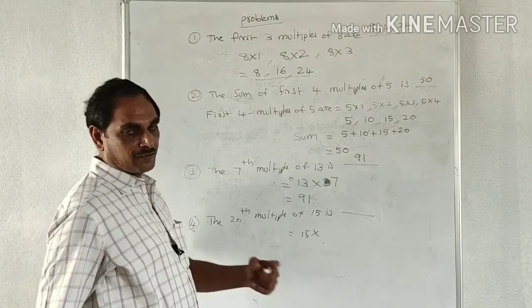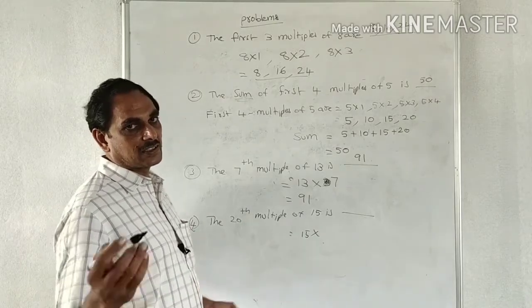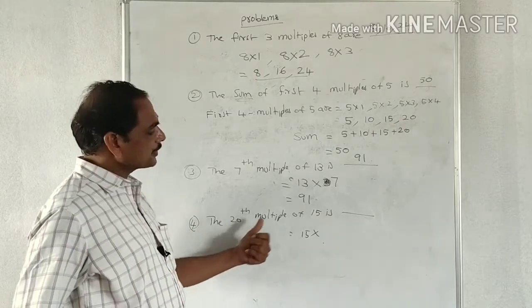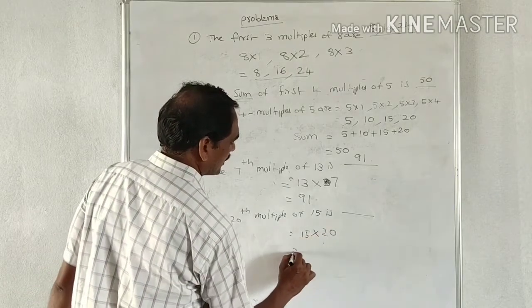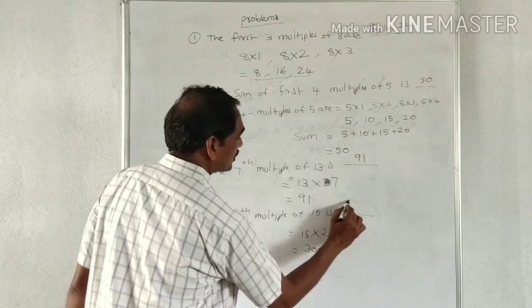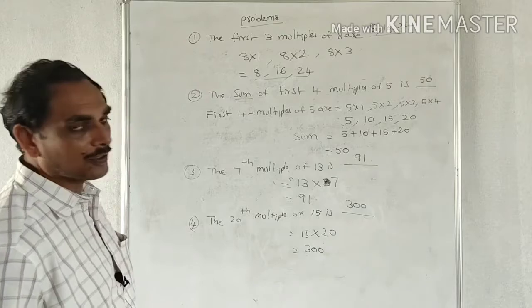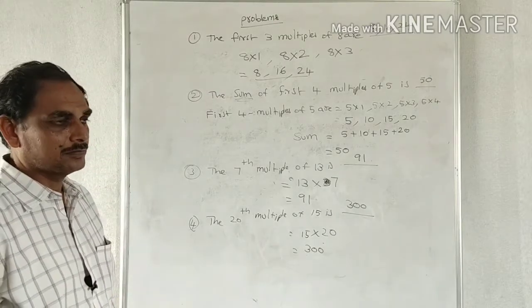Second multiple is 15 into 2. Seventh multiple is 15 into 7. 10th multiple is 15 into 10. And here the problem is the 20th multiple of 15. So we multiply 15 by 20. 15 20s are 300. So 300 is the 20th multiple of 15. This is the fourth problem.